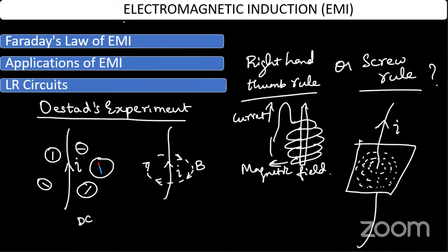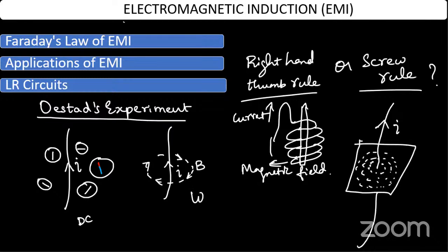So this was Oersted's experiment, guys. All these experiments were conducted by Hans Christian Oersted. This guy gave this theory. This was your previous chapter, the magnetic effects of electric current.